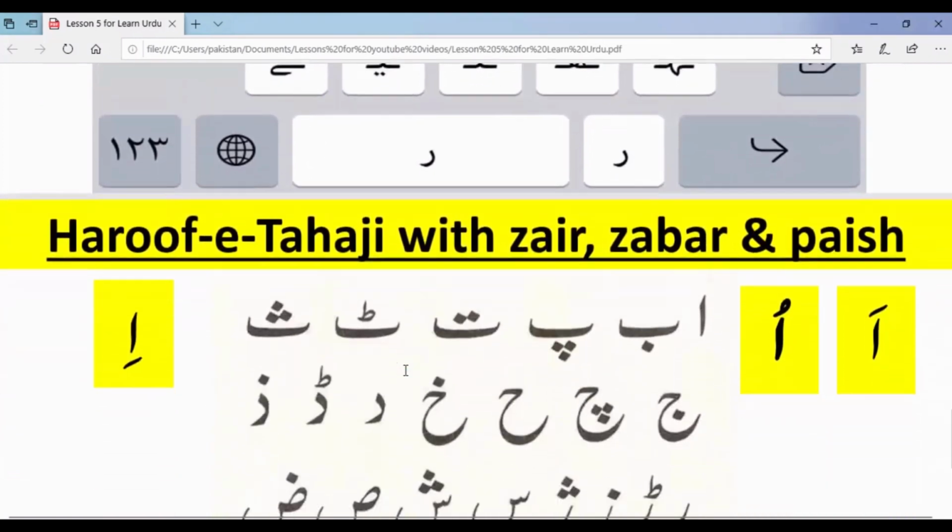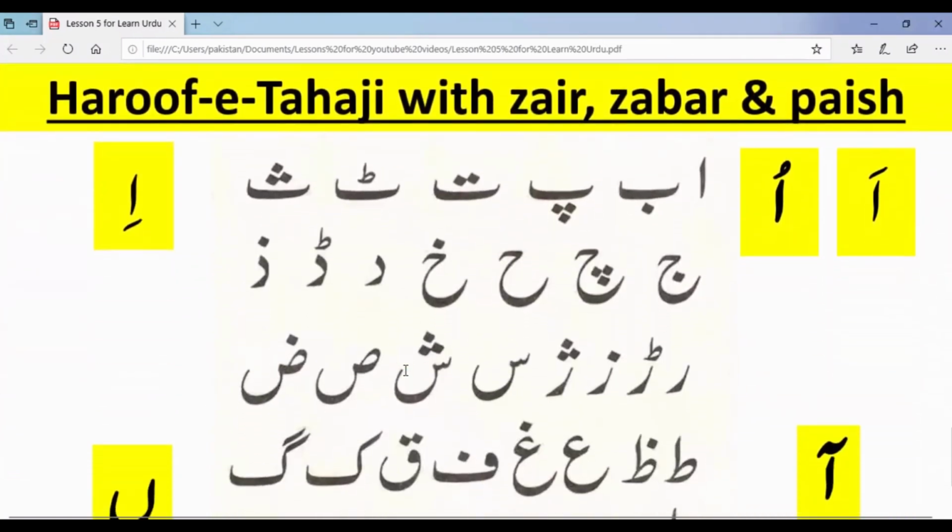Then I have a chart for you: Haruf Tahajji with Zer, Zabar and Pesh. So these Zer, Zabar and Pesh are called Arab in Urdu.